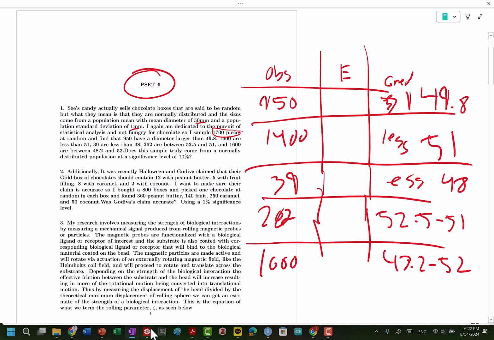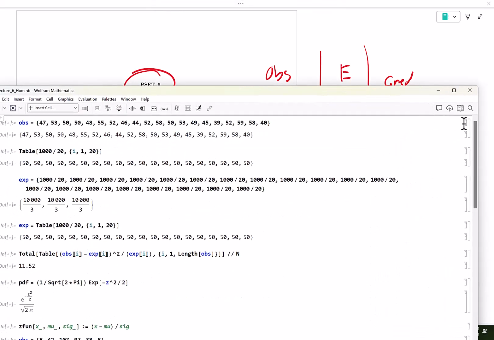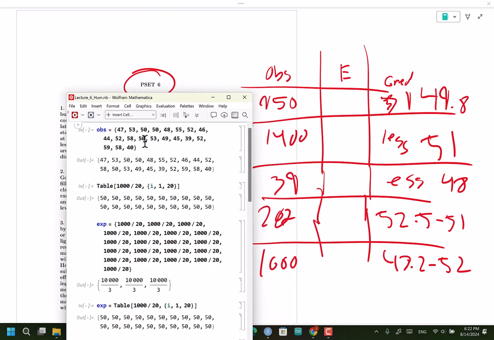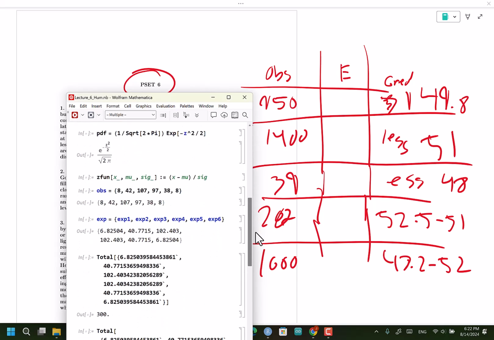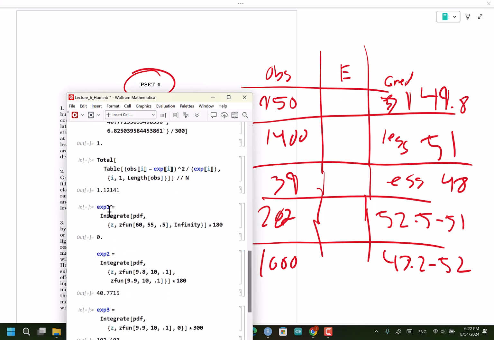So let's go ahead and solve this problem. I'm just going to solve it in mathematics, obviously. You can try to solve it in R as well. Let's do our observed right here. So observed numbers: 950, 1,400, 39, 262, and 1,600. Our expected, we're going to integrate.